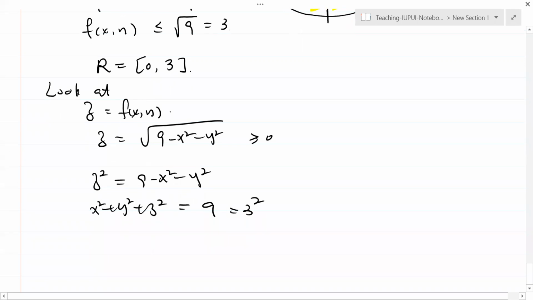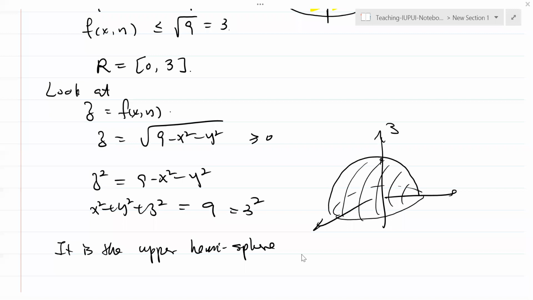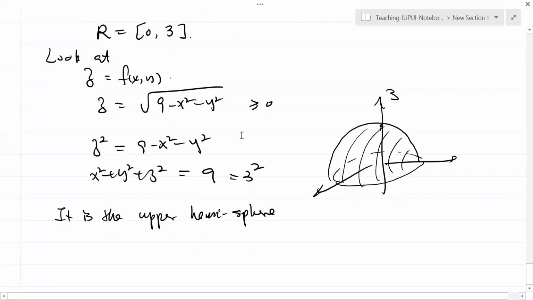But on the other hand, z cannot be negative, so it is the upper hemisphere in space. So this is the circle, and this is how it looks. You have to make it look like a 3D graph. You don't need to be very precise; I'm being like an artist.